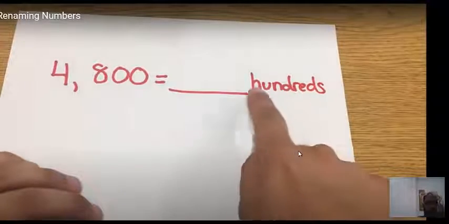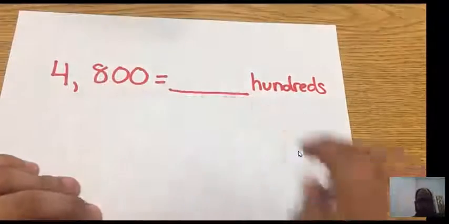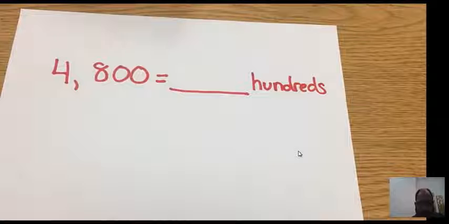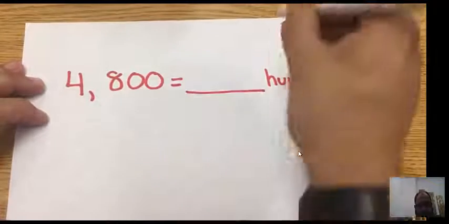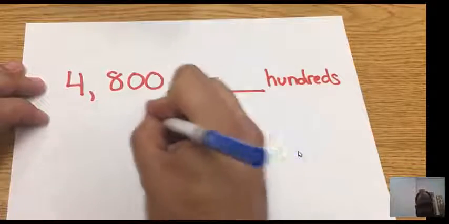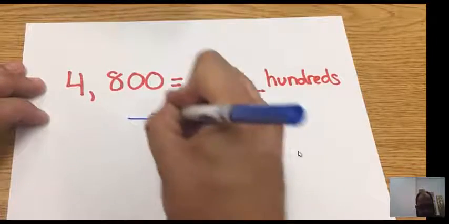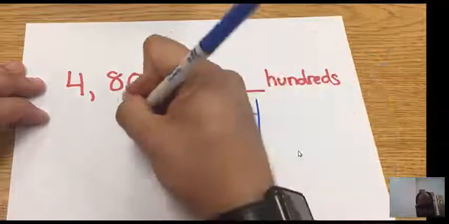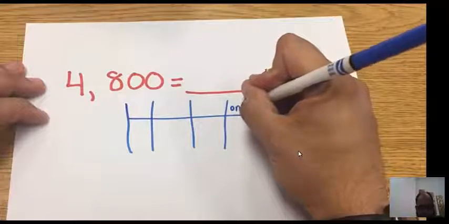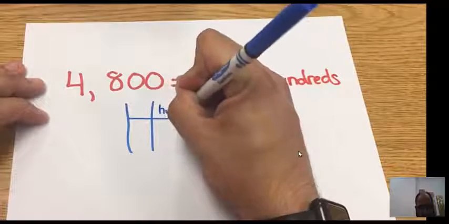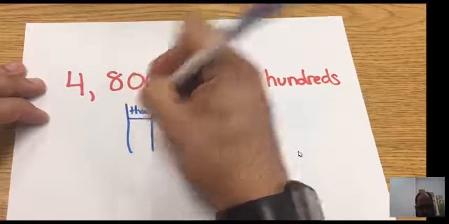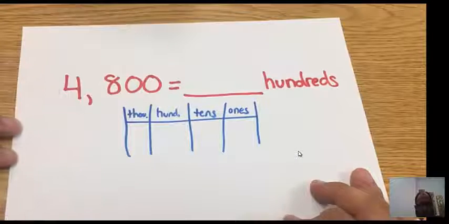The first thing is I'm going to find out how many hundreds are there in 4800. For this I will start working with the place value chart. So we will draw the place value chart here first based on our prior skills. We know that a place value chart always starts with the ones, tens, hundreds, and thousands. So here I'm going to draw some columns first. First one I will write ones, then tens, hundreds, thousands.